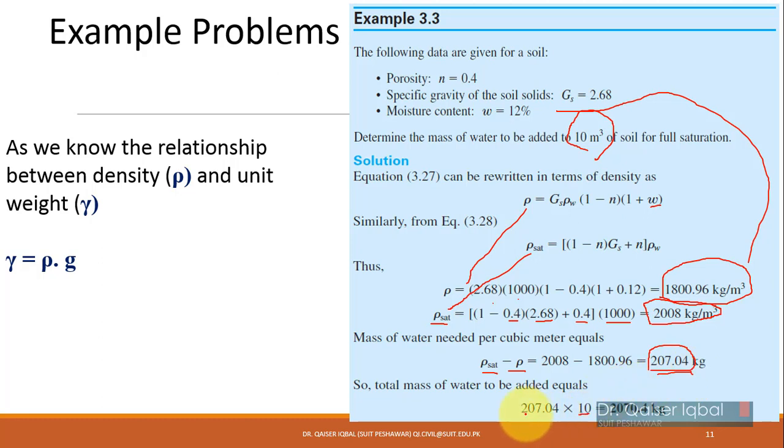In 10 cubic meters, you multiply this 207.04 by 10. So in 10 cubic meters of the soil, you should be adding 2070.4 kilograms of water to make it fully saturated. By this you can determine how much water is to be added to a particular soil to be fully saturated, or how much water this soil will take to become fully saturated. So you can determine the capacity of a particular soil to absorb water.